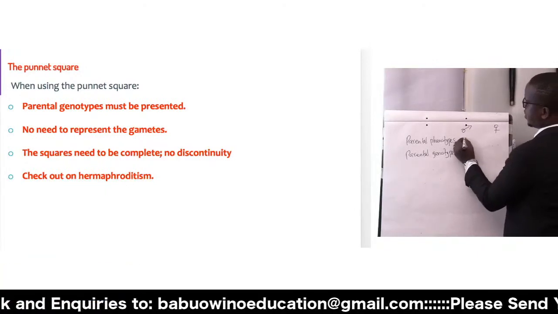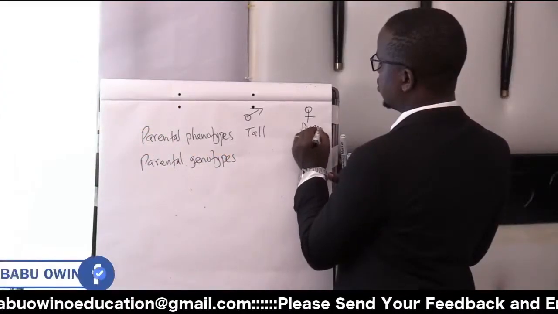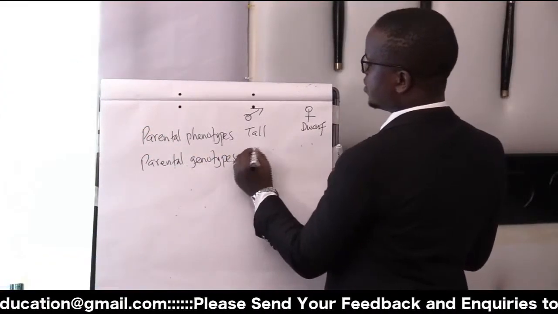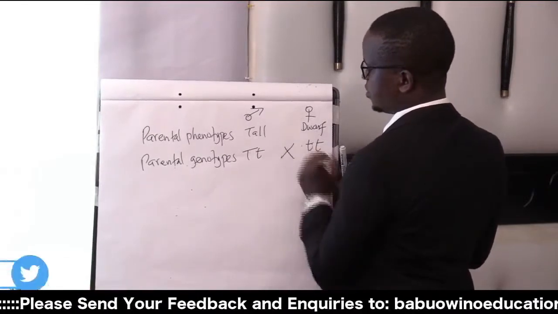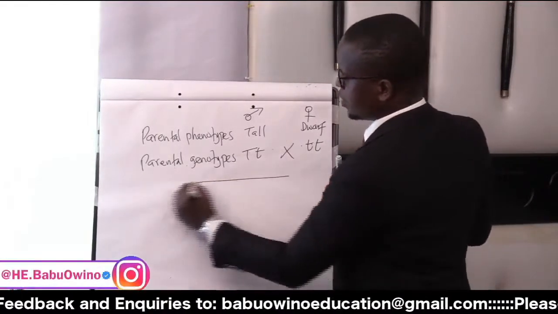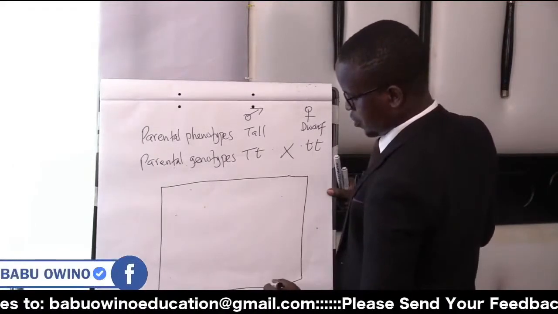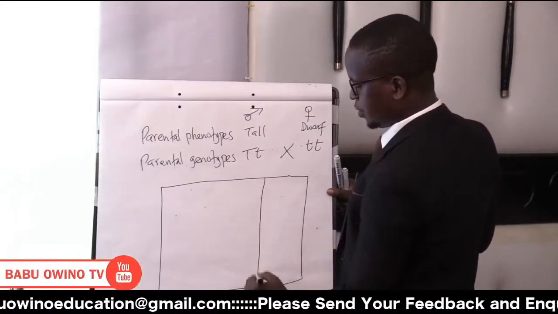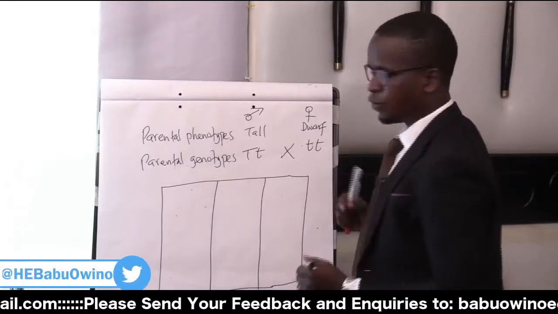And so, assuming this is tall, and this is a dwarf, and then this is capital T, and then this is TT, then this is done. You have to indicate the cross. And then that is when you now come to the Punnett square. You draw your square there. So if you just come to the Punnett square without indicating the preliminary, we have a problem with you.